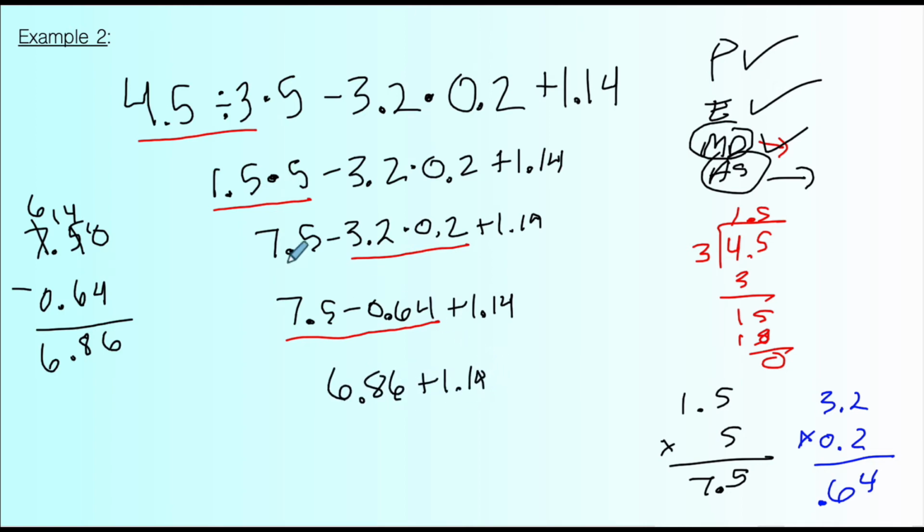And the last thing here is to obviously add. So actually, I'm just going to tack that on to the end of this problem. 6.86 plus 1 and 1400ths. Okay, and I get 8 on the dot. So my final answer is 8.